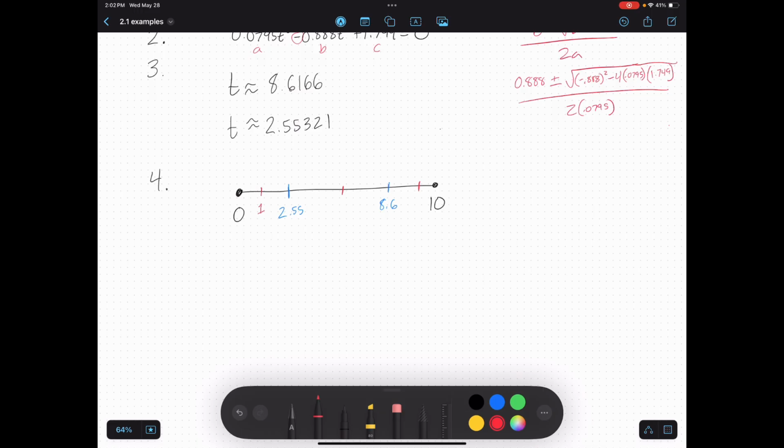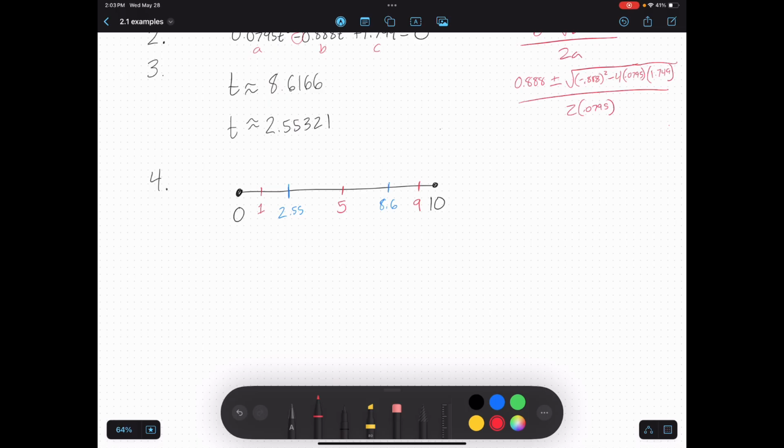It doesn't have to be exactly in the middle. It just has to be somewhere in between. Same thing with this one. Between 2.55 and 8.6, I could pick like 5. You could also pick 3. You could pick 4. You could pick 6, 7. Do yourself a favor, though, and pick a nice, easy whole number.